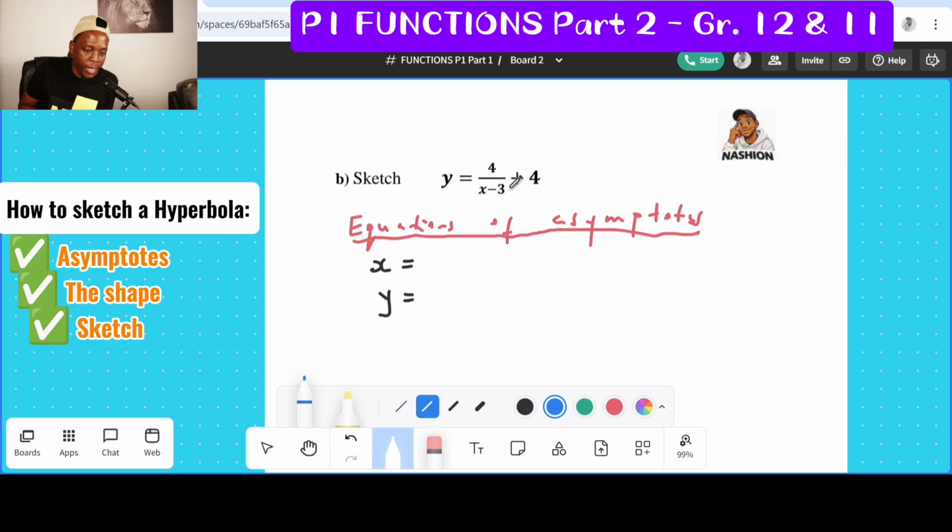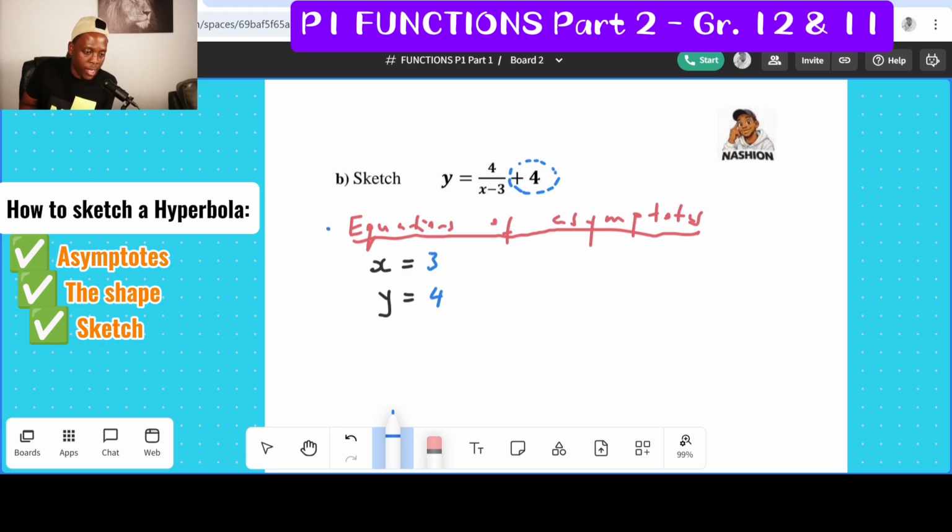So the denominator again is x minus 3. So we solve for x right there. We're going to get x is positive 3. You just change the sign. And this number right here, that will be the y value, which is 4.